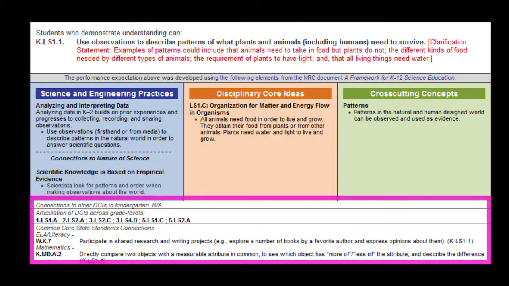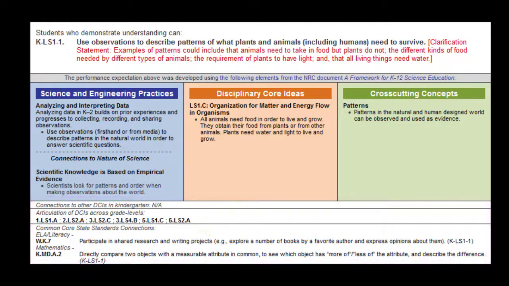Lastly, let's take a look at the connection boxes of this PE. The first box shows no other connection to this PE in kindergarten. As I mentioned, this is the only life science standard in kinder, and so that makes sense. The second box shows that this standard will also be covered in 1st, 2nd, 3rd, and 5th grades. Finally, the last box shows how this PE could be connected to both the Common Core State Standards, ELA, and Mathematics Standards. I hope this video helps you better understand this NGSS performance expectation.